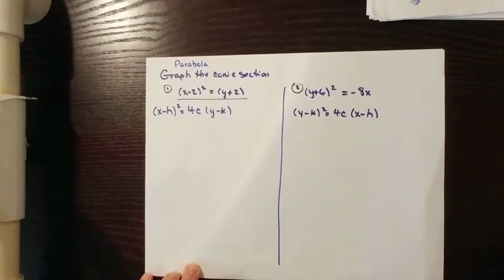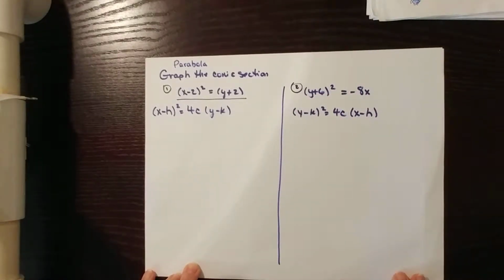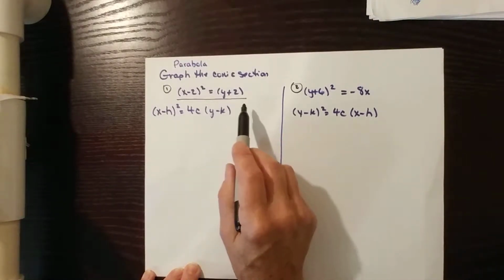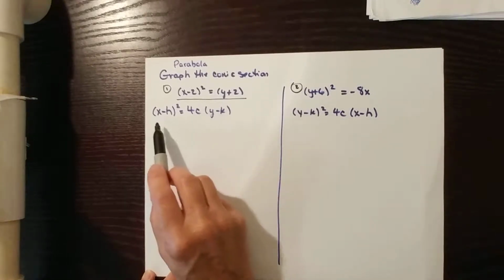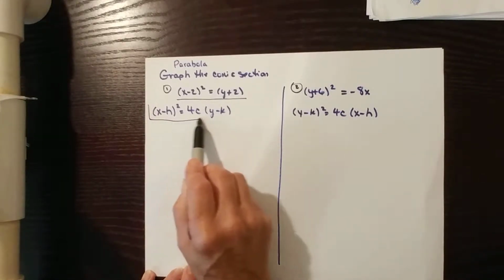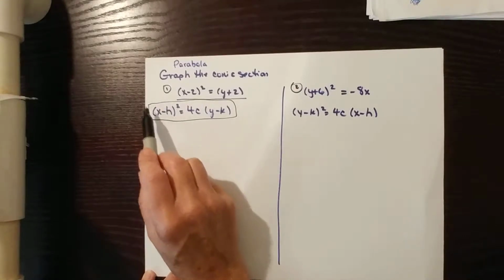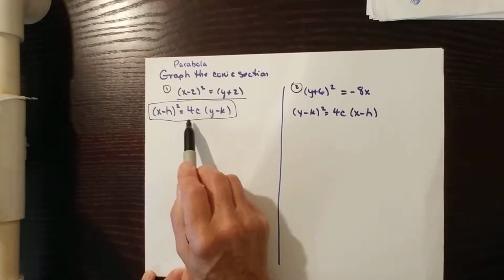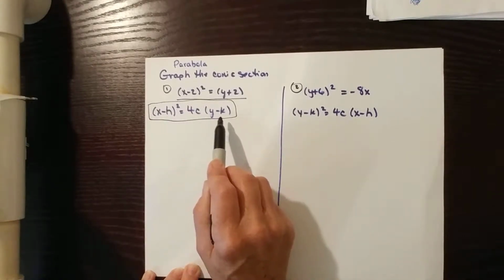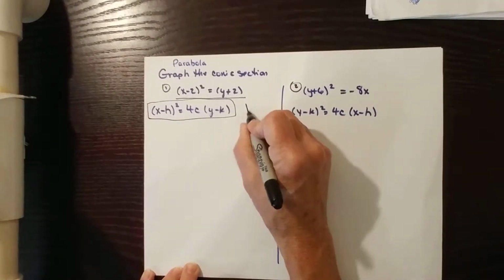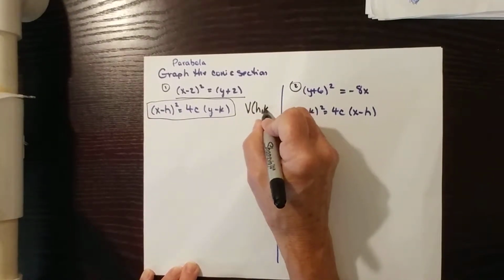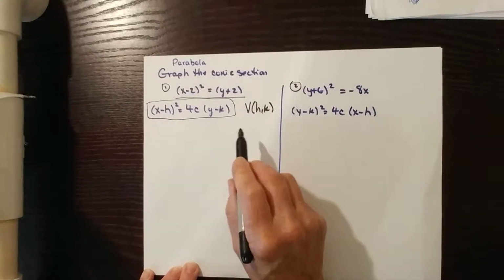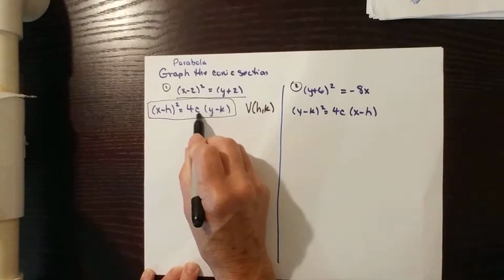And how you know whether it's facing up or down is the value of c. Now, how you determine c is when this is in standard form, and it is. This is one of the standard forms for a parabola: (x - h)² = 4c(y - k). The vertex is always at (h, k), and the distance from the vertex to the focus is always c.